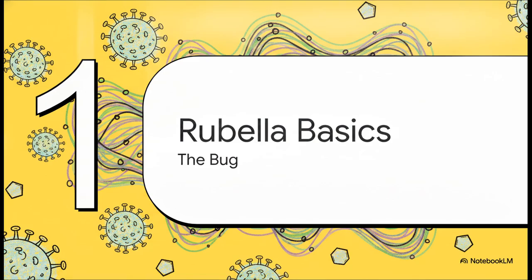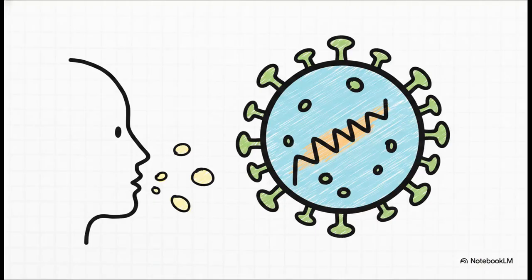Section 1. The bug, rubella basics. All right, let's start right at the source with the virology. Rubella belongs to the Matonaviridae family, and it's a positive-sense, single-stranded RNA virus. Like a lot of these bugs, it's transmitted person to person via respiratory droplets. But here is the critical takeaway for your exams. It is enveloped. It utilizes envelope glycoproteins E1 and E2, with E1 being the main neutralizing antigen. Remember that enveloped characteristic because it's going to be our main distinguishing factor in just a second.